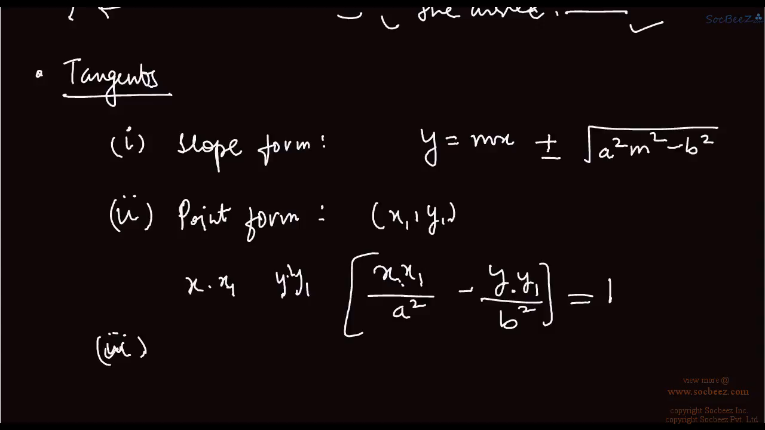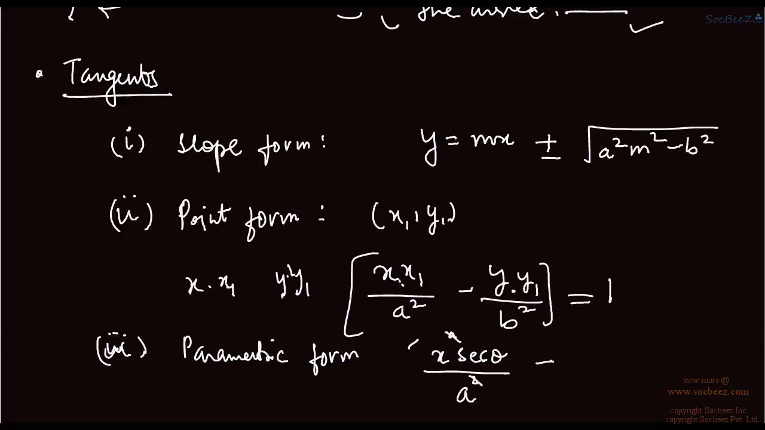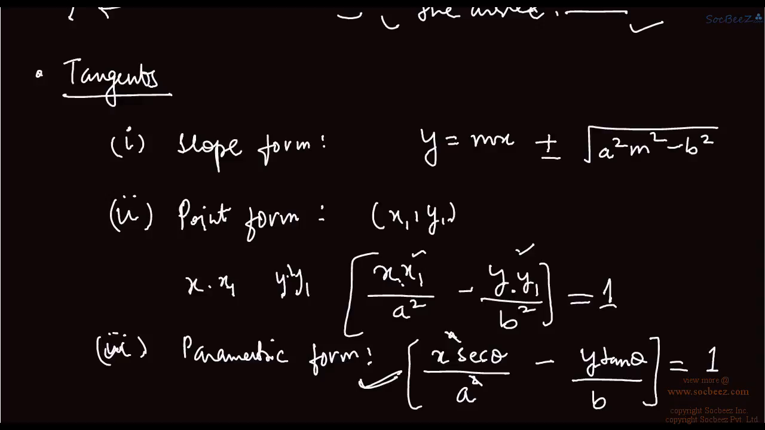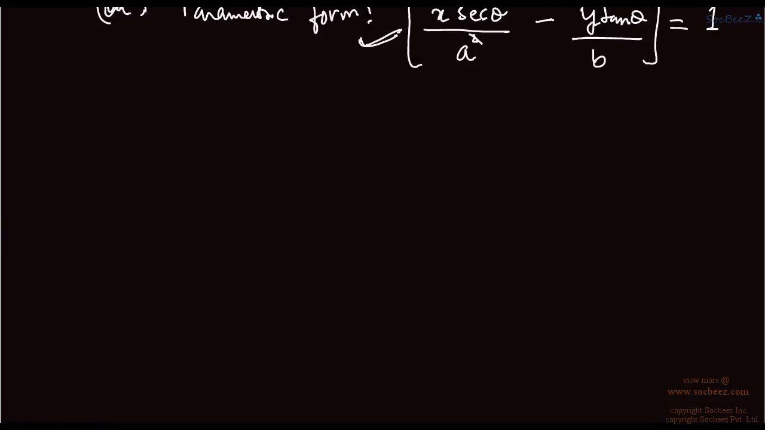Third equation, it will be parametric form. Parametric form for tangent, it will be x sec theta upon a, since the point is given as a sec theta. Similarly, y tan theta upon b. The point (x1, y1) will be in the parametric form (a sec theta, b tan theta), equals 1. Fine. So this is the parametric form of the tangent of a hyperbola.